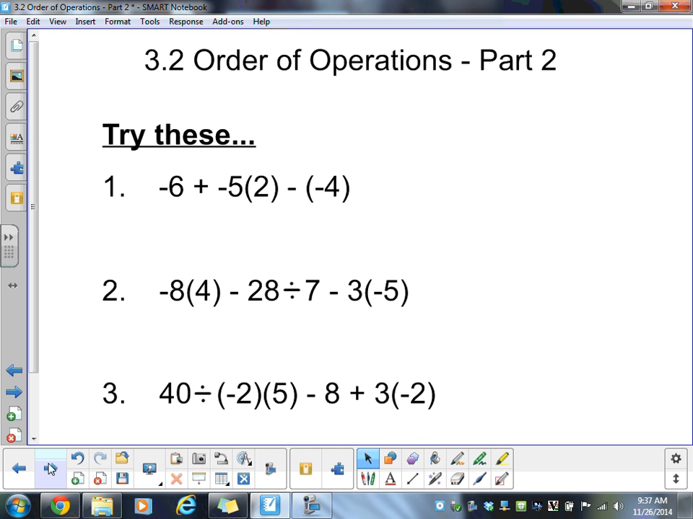I would now like you to pause the video and try these examples on your own. When you have finished, you can start the video and I'll go through the answers with you.